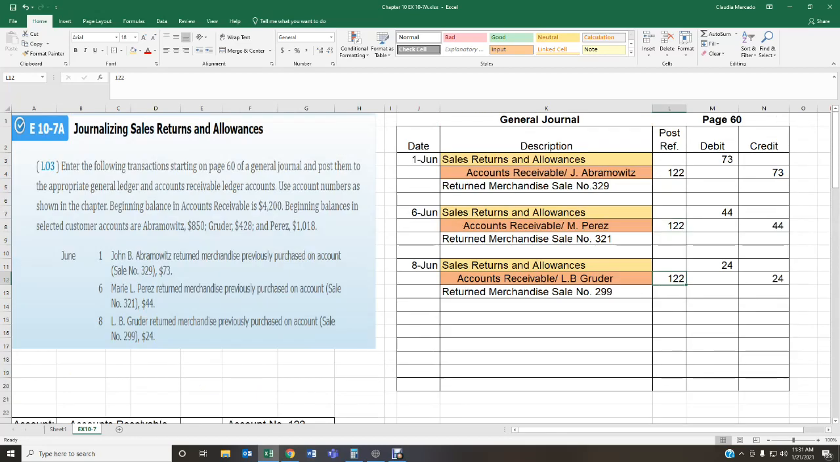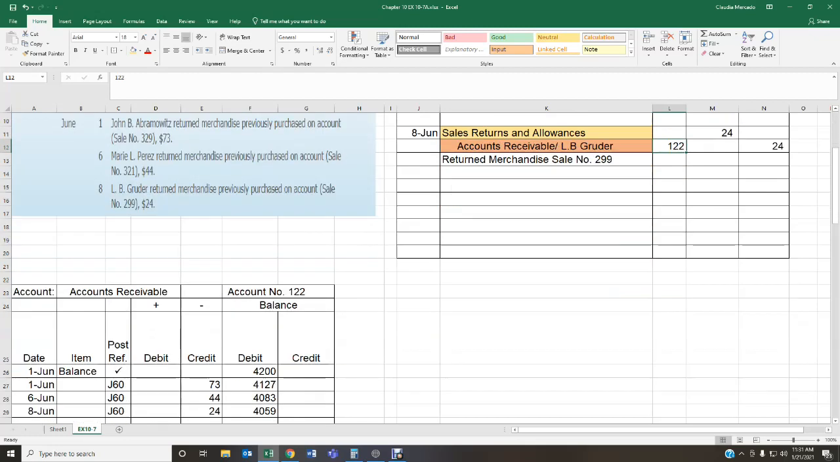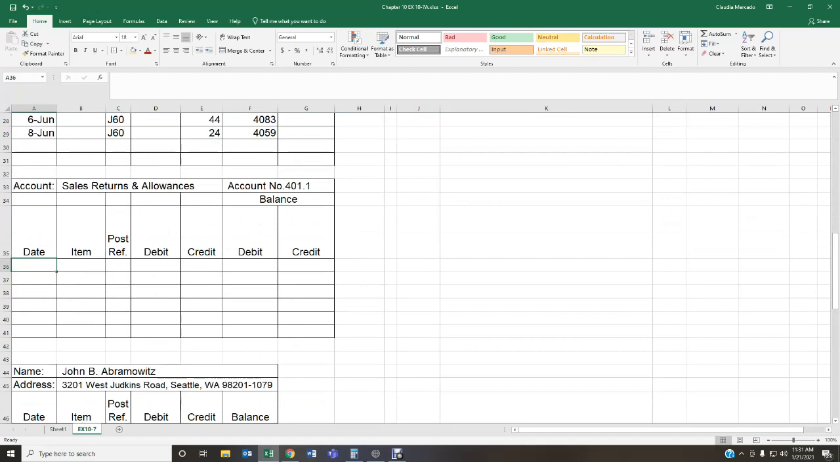So we're just going to start off with the first transaction, which is June the 1st. And we have a debit of $73. This is coming from journal page 60. And we have a debit of $73. Okay. So I've got $73 debit balance right there.